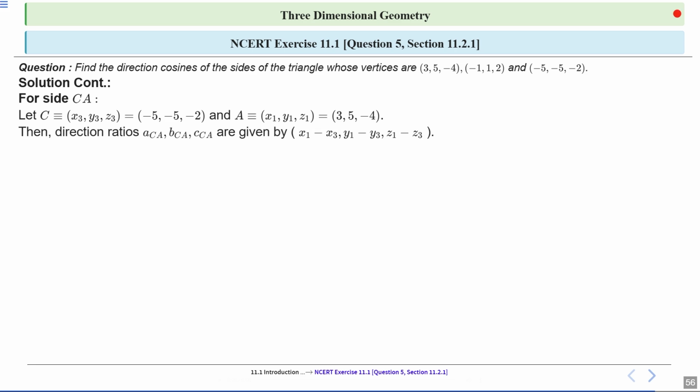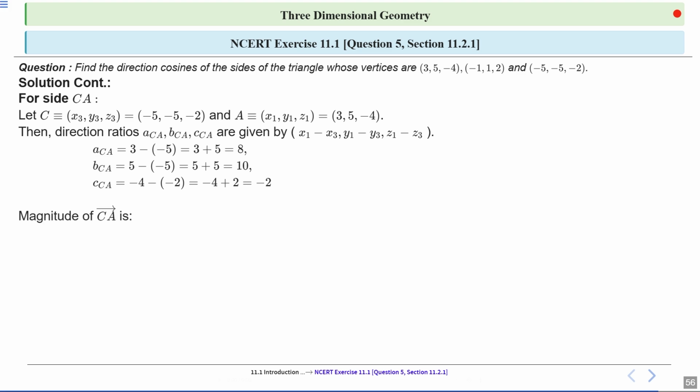For side CA, first let C equivalent to x3, y3, z3 equals minus 5, minus 5, minus 2, and A equivalent to x1, y1, z1, which is equal to 3, 5, minus 4. Then direction ratios a_CA, b_CA, and c_CA are given by x1 minus x3, y1 minus y3, z1 minus z3. a_CA equals 3 minus of minus 5, which is equal to 8. b_CA equals minus 5 minus of minus 5 equals 10. c_CA equals minus 4 minus of minus 2 equals minus 2.